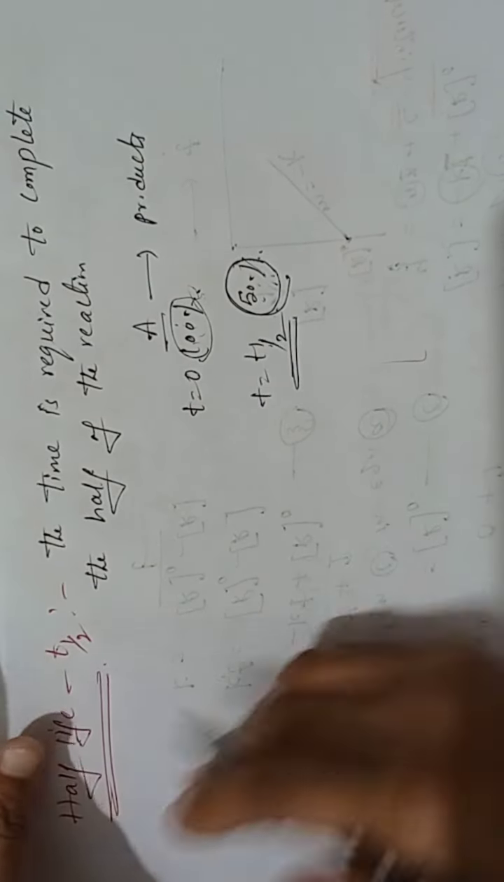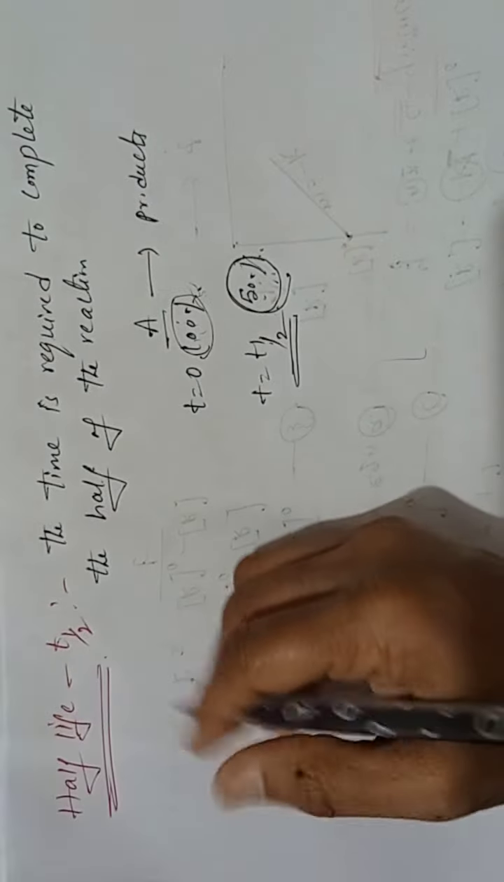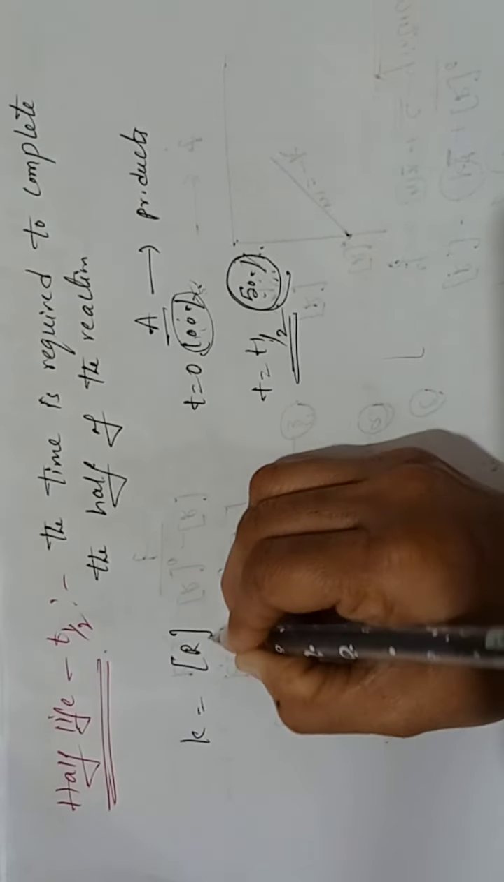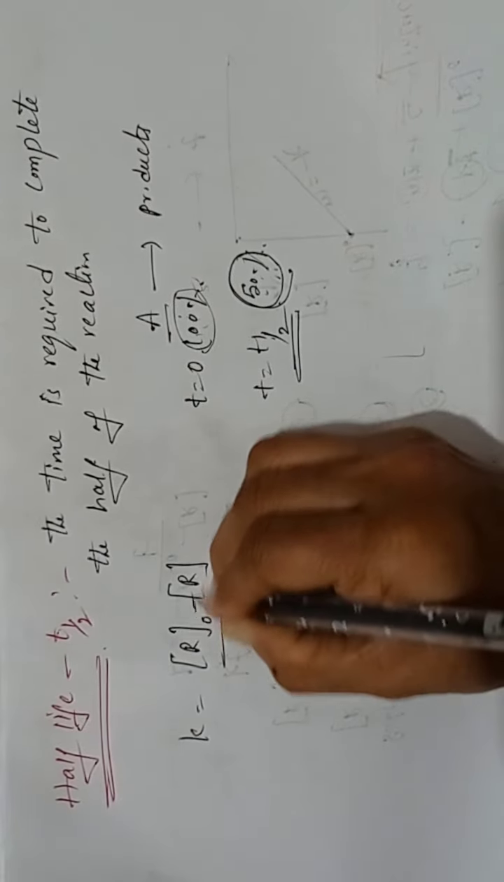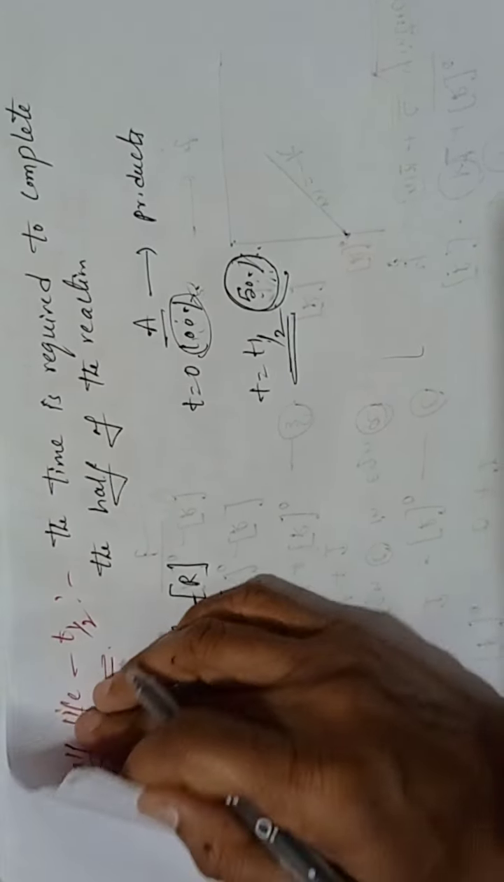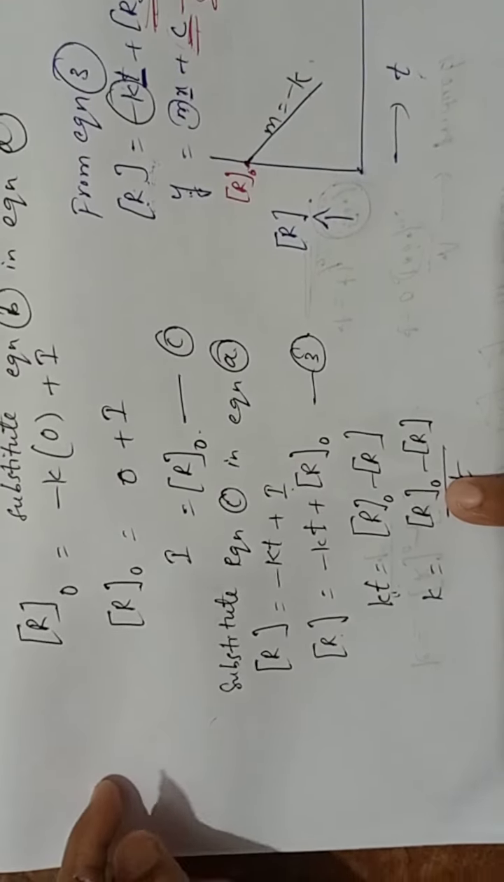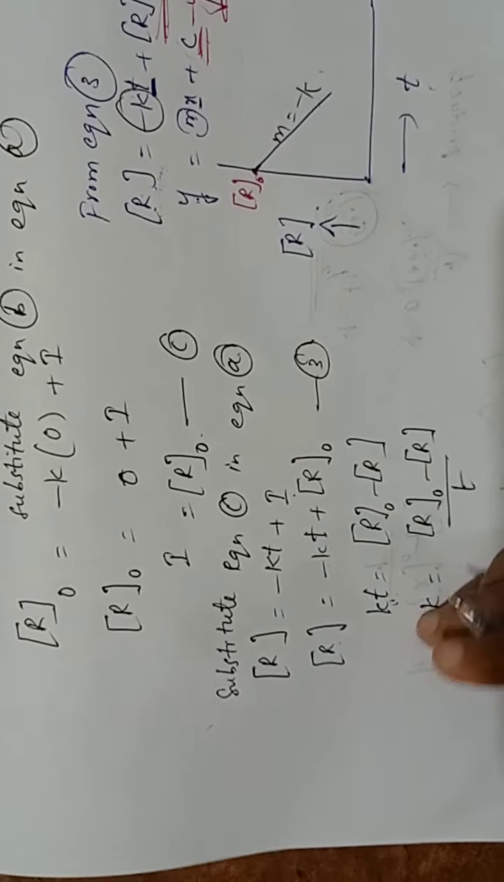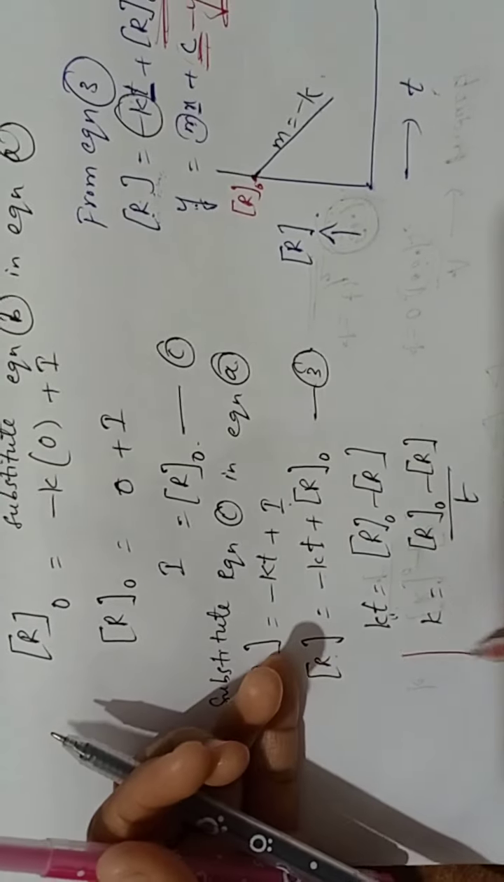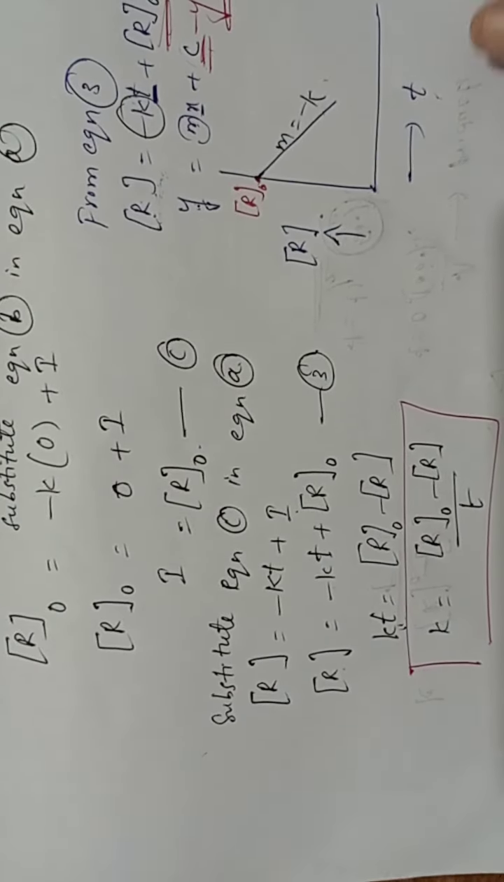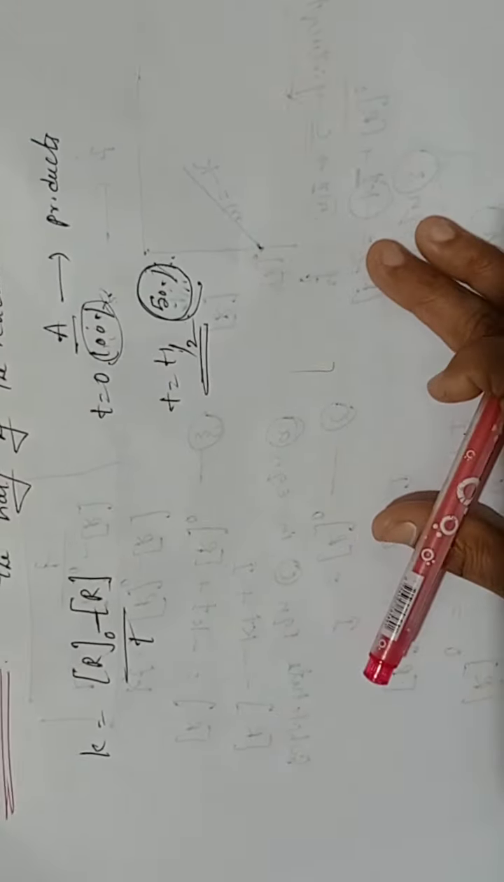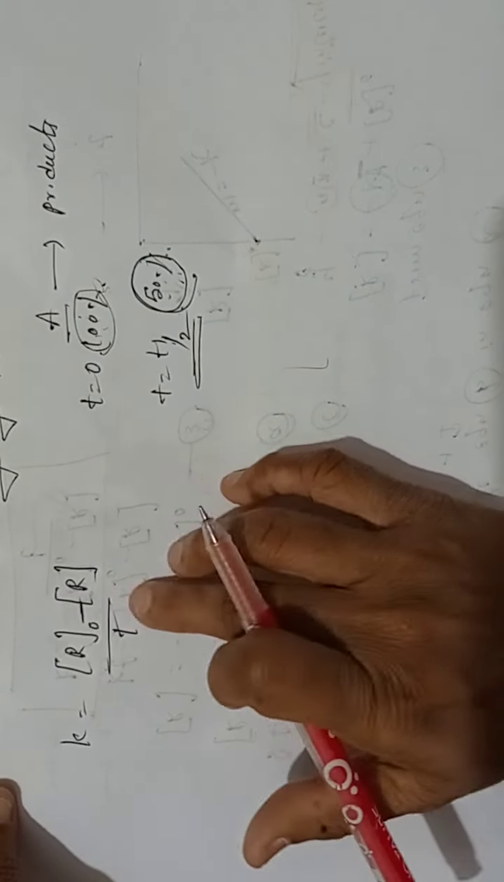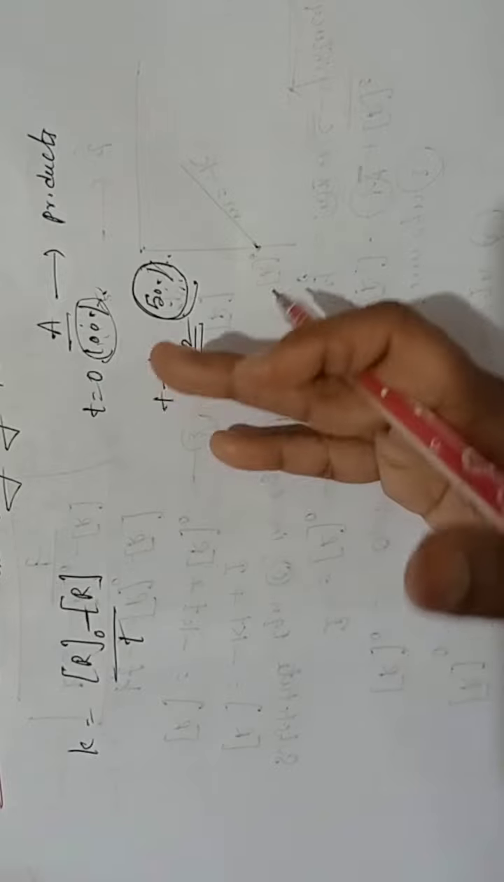Now, students, I am taking the equation for the zero order reaction. What we calculated: K value is R naught minus R by T. So this is the integrated rate equation for zero order reaction. Correct? K is equal to R naught minus R by T. This is the rate constant of zero order reaction. Now I am taking this equation to calculate the half life. Now we have to find the T half.